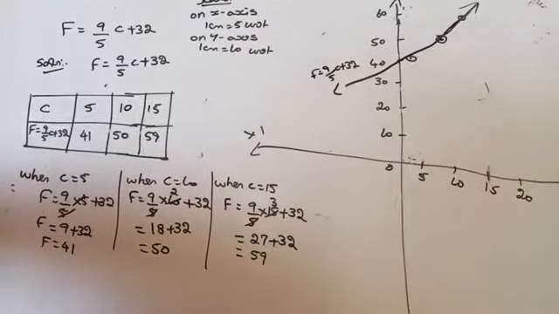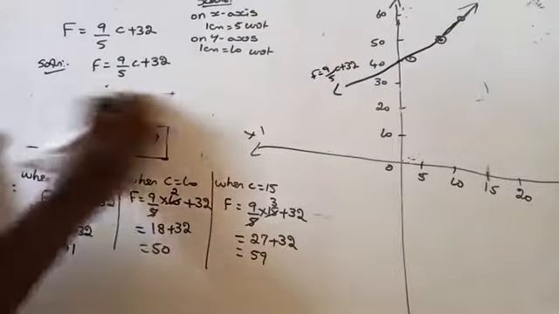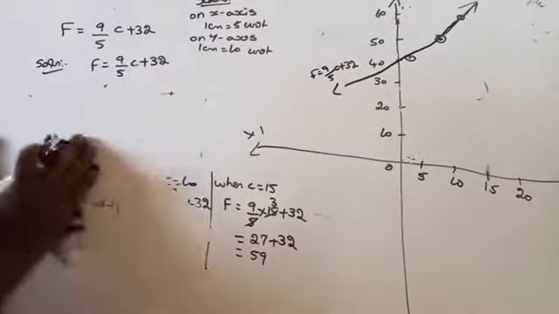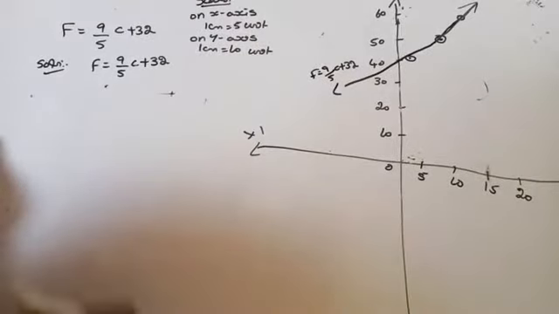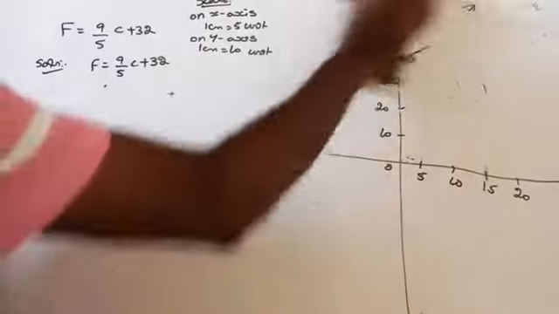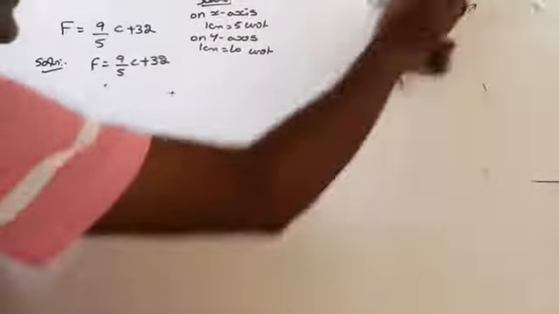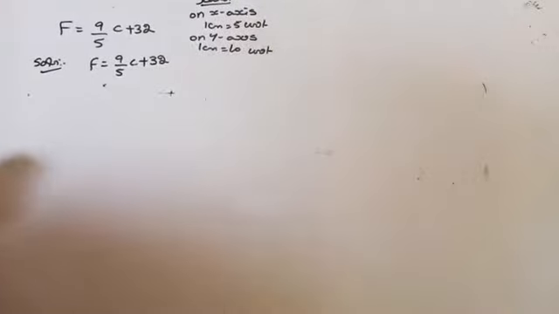Okay. Then the second part is what? If the temperature is 30 degrees Celsius, what is the temperature in Fahrenheit? That is the second part.